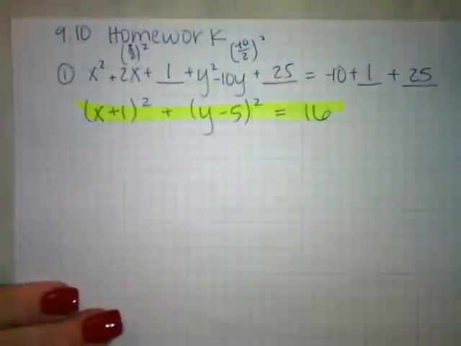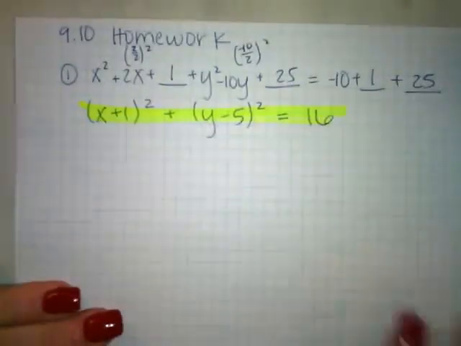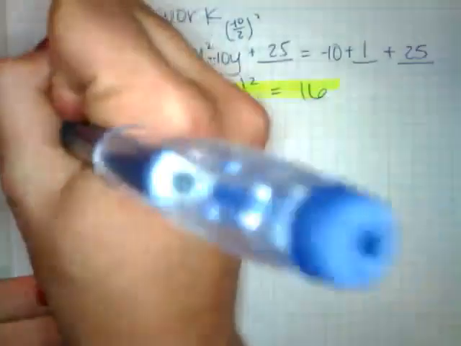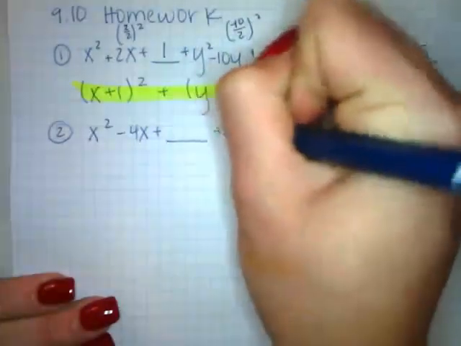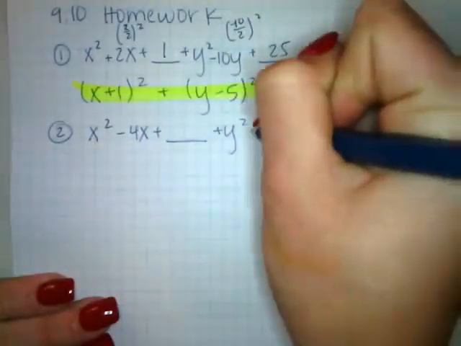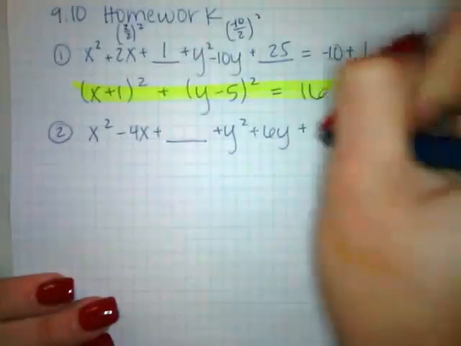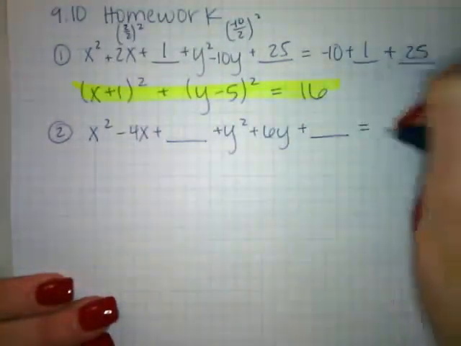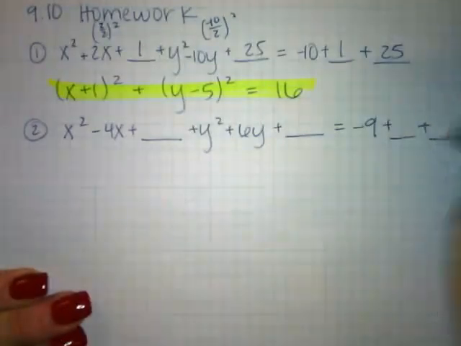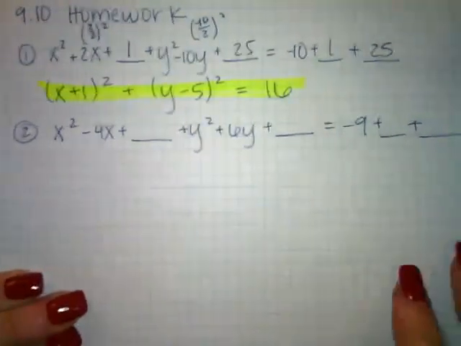Okay, question 2. The directions are the same. I'm going to start with grouping my x's. Leave a blank. Group my y's. Leave a blank. Subtract the constant to the other side, giving myself 2 more blanks.